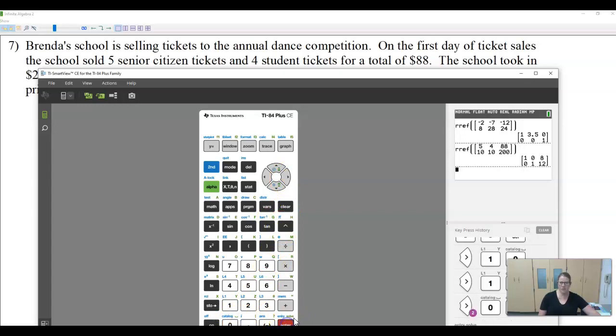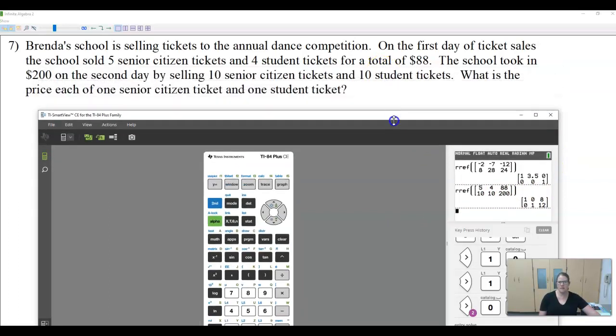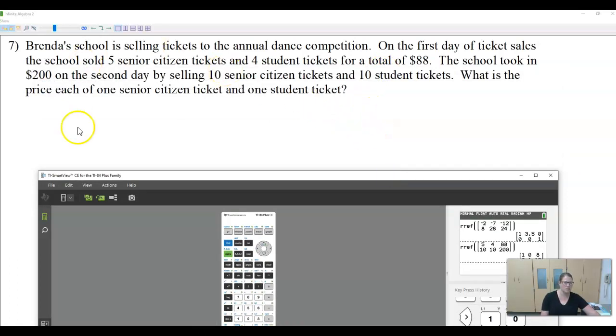Just go ahead and hit enter, and it looks like X is equal to 8 and Y is equal to 12. So that means that a senior citizen ticket costs $8.